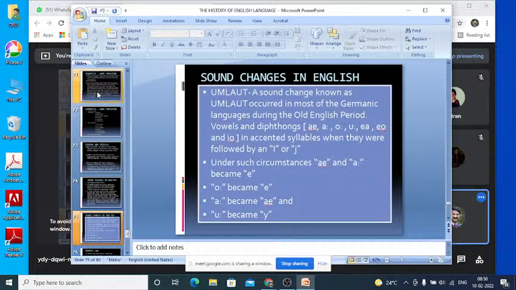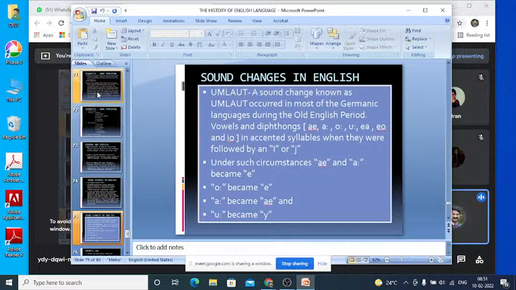Now the same condition: vowels and diphthongs in accented syllables when they were followed by an i or j. Number one, the a sound became e. Number two, the long o sound became e. Number three, the sound became e. And number four, the long o sound became e.